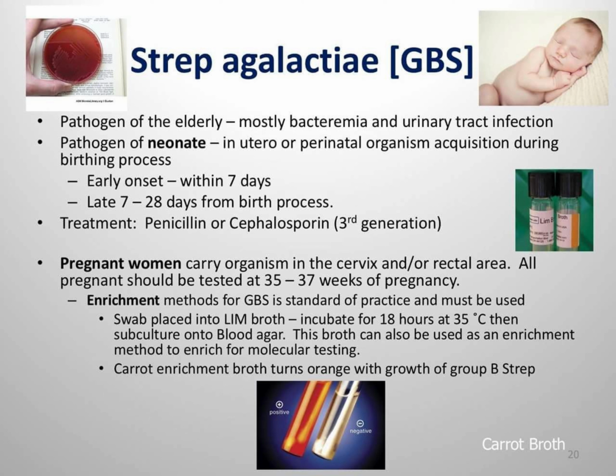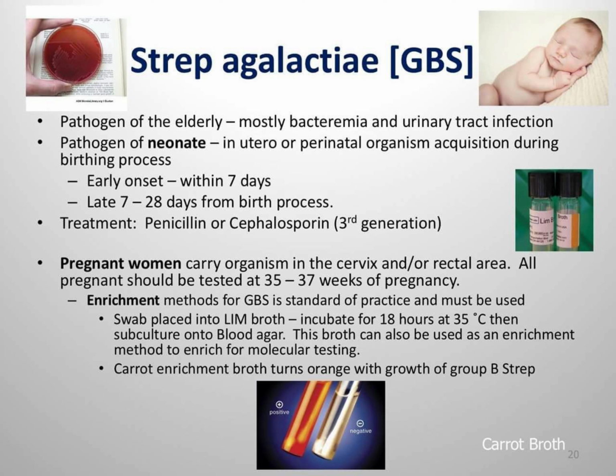Streptococcus agalactiae, also known as Group B Streptococcus (GBS), is a type of bacteria that is commonly found in the human digestive and genital tracts. While GBS can be a normal part of the microbiota for some people, it can also cause infections in certain populations, including pregnant women, newborns, and adults with weakened immune systems.